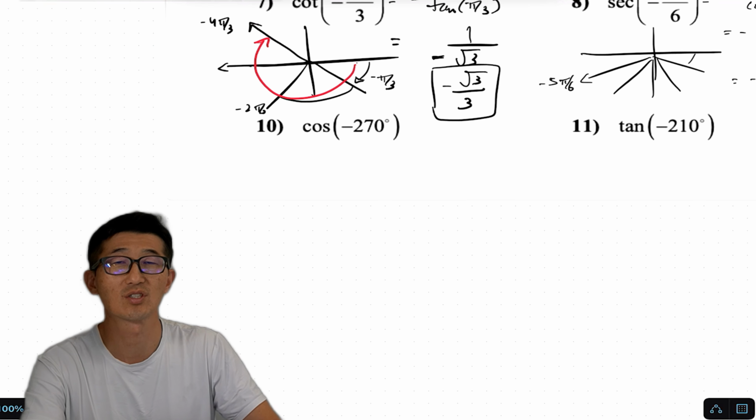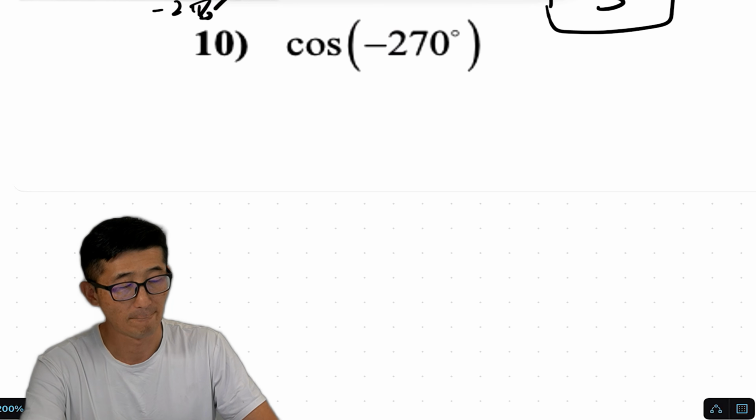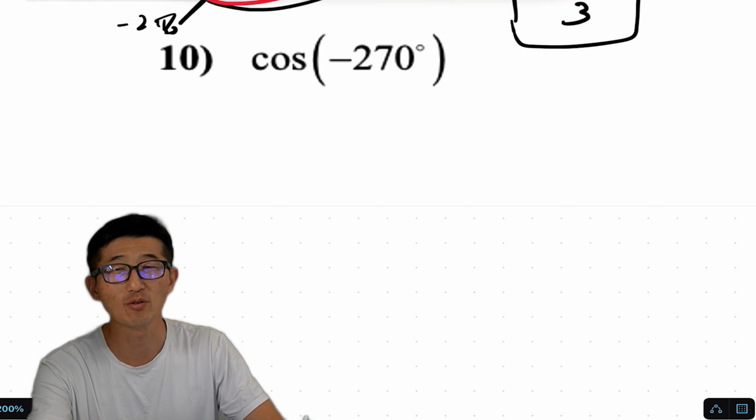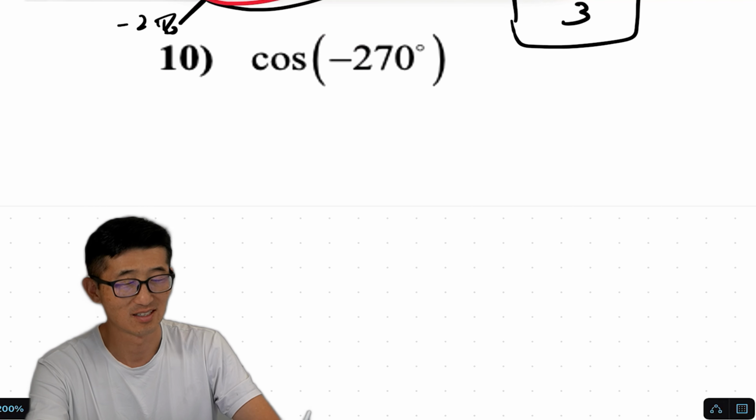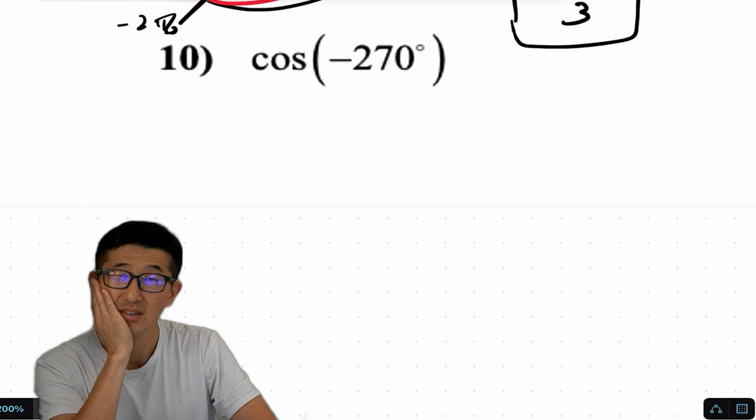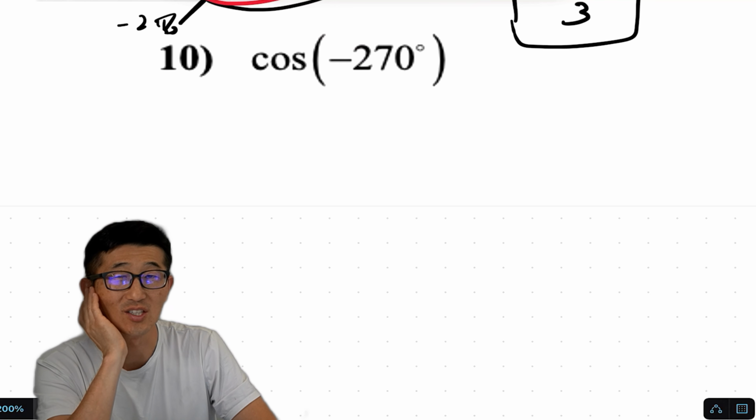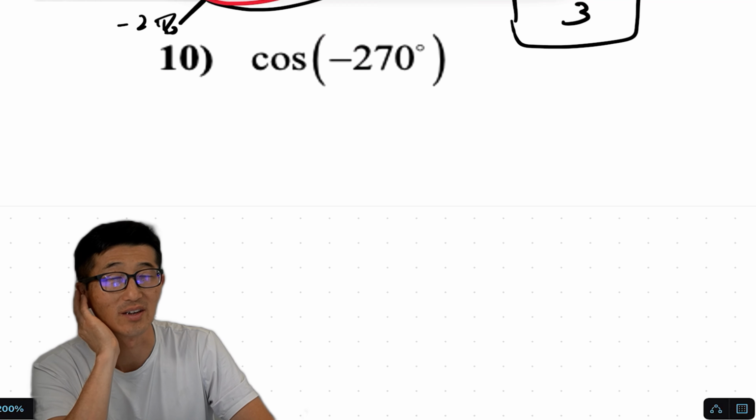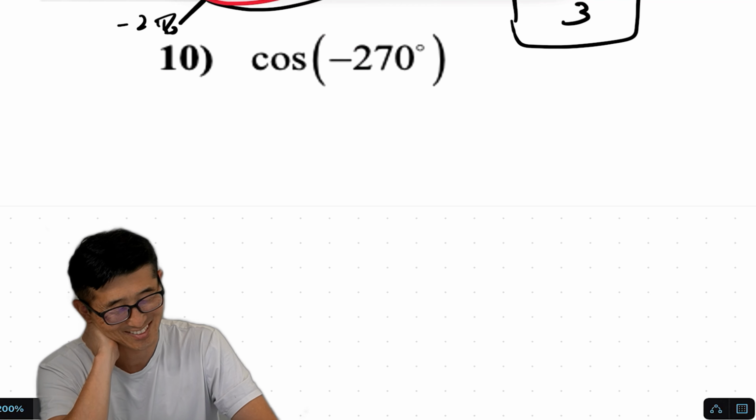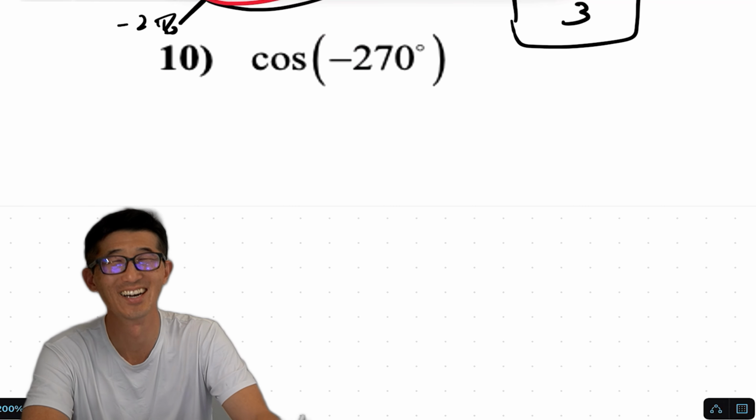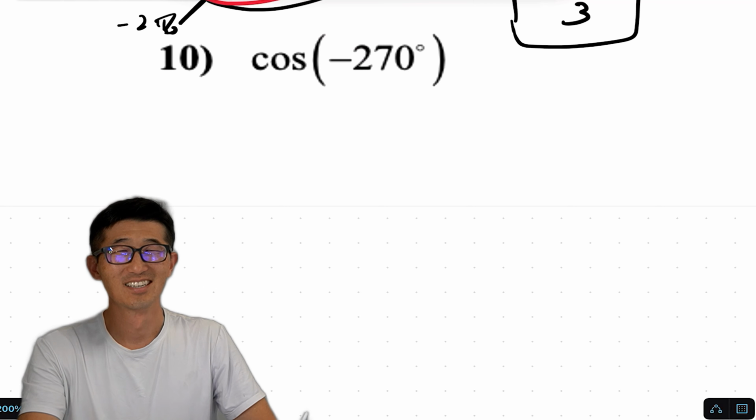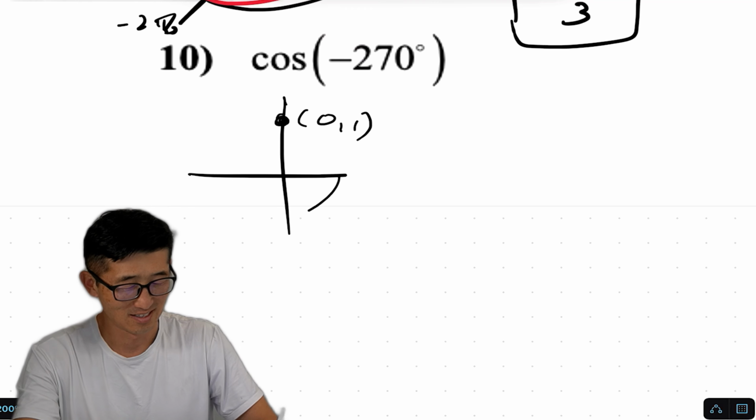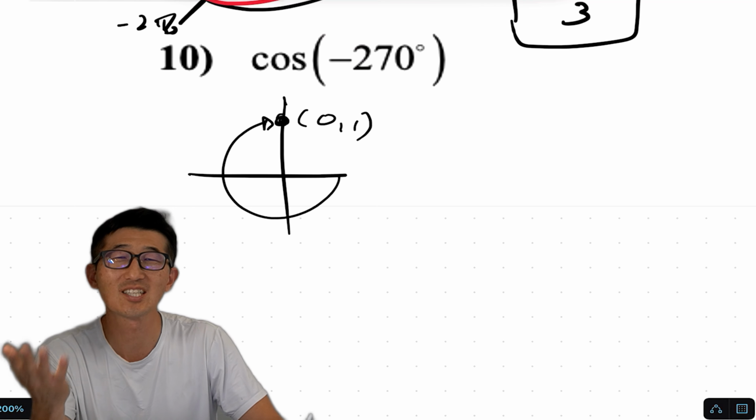Okay. Last three. We'll just do one at a time. What's cosine of negative 270? 0. Cosine is your x coordinate. It's not tangent. The x coordinate is 0 over 1, so 0.